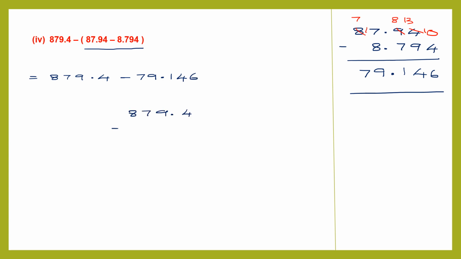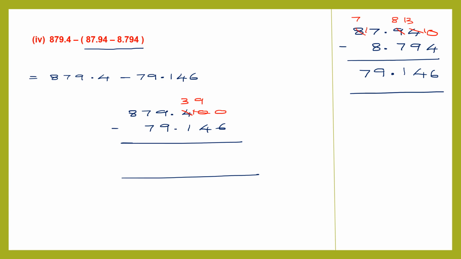879.4 minus 79.146. Now let's make them like decimals. Put the 2 zeros. Let's begin our subtraction. 0 minus 6 you can't do. Let's borrow all the way from 3. So this is 10, 9 and 10.